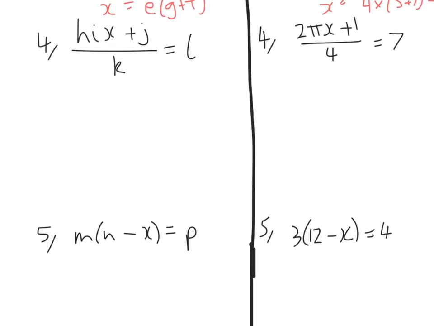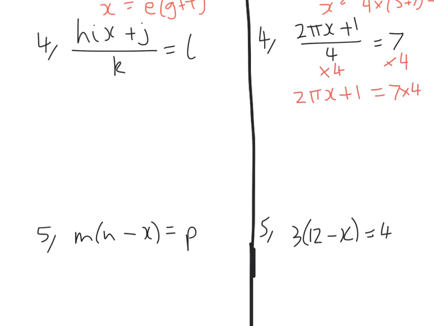Number 4. So we've got 2 pi x, which is just a number of x's. There's two terms there, you might think, but it's only one number. 2 pi x plus 1, all divided by 4, equals 7. So because all the numerator is divided by 4, we can multiply by 4 to begin with. All of the left hand side is divided by 4. So when you multiply it by 4, that will get rid of the denominator, get rid of the fraction, which is 7 times 4, or 28.